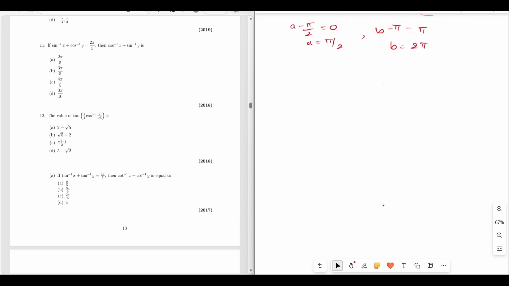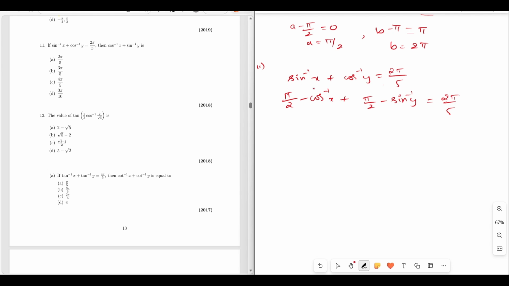So 11th question, from the year 2018: sine inverse x plus cos inverse y is equal to 2 pi by 5. Then cos inverse x plus sine inverse y is... okay, it's a very simple question. They have given sine inverse x plus cos inverse y is equal to 2 pi by 5. I can write sine inverse x as pi by 2 minus cos inverse x, plus similarly I can write cos inverse y as pi by 2 minus sine inverse y. So this is equal to 2 pi by 5.